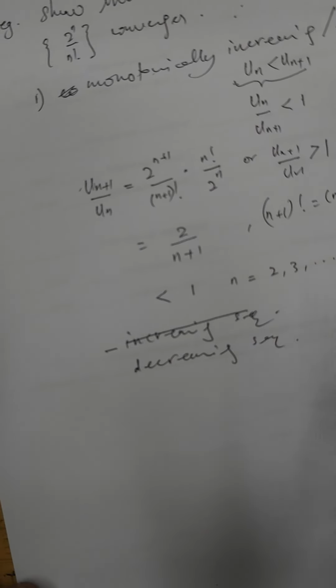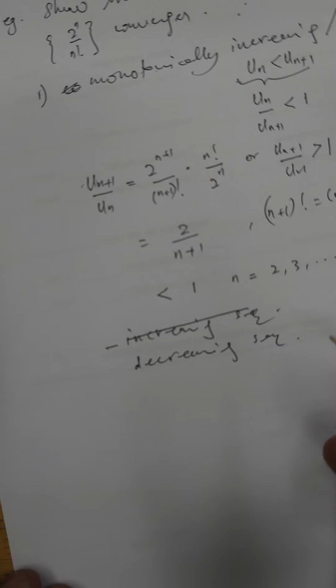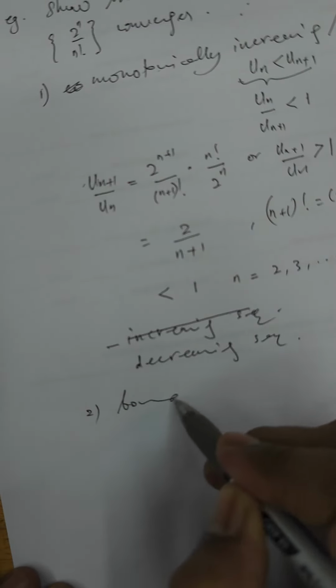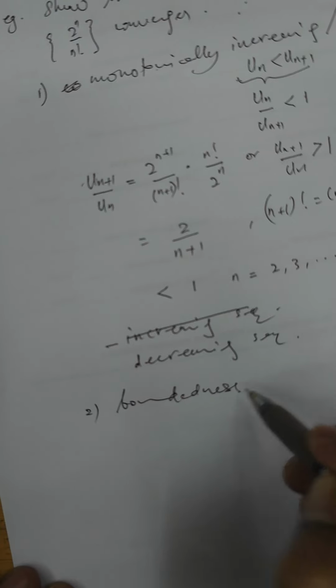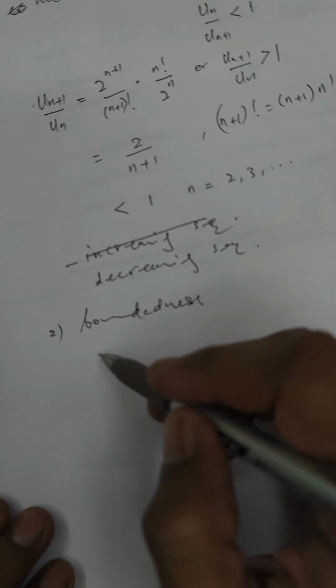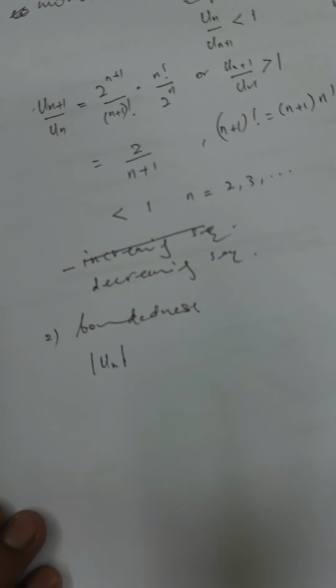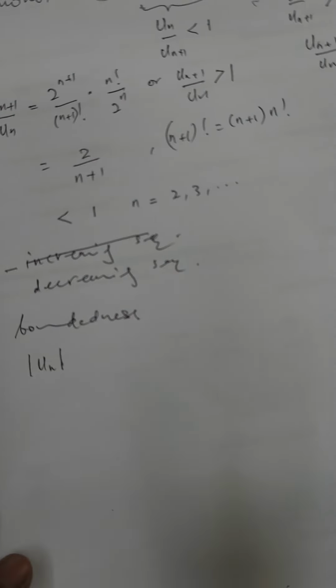Okay, so that's the first part you need to show. The second part is to show that this sequence is bounded. So to show the boundedness of the sequence, we need to find m such that the magnitude of u_n is less than m. So what is the number m?